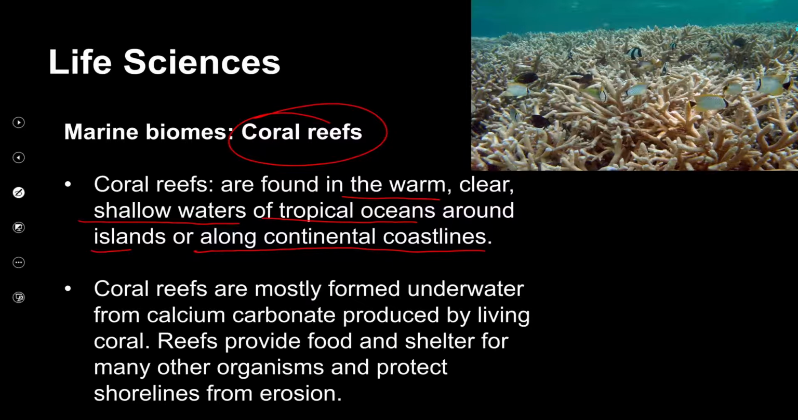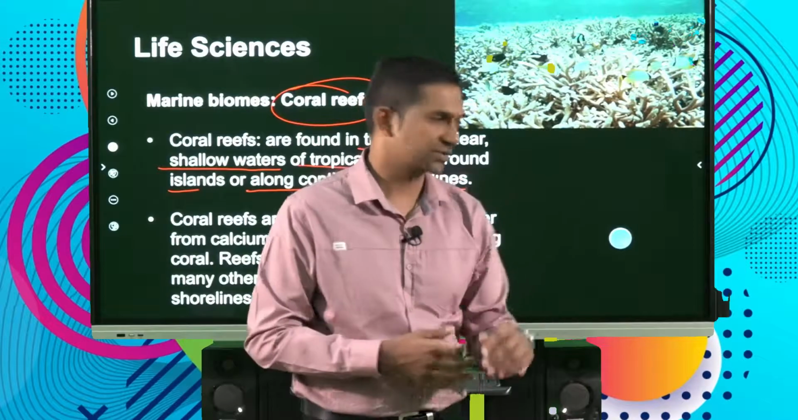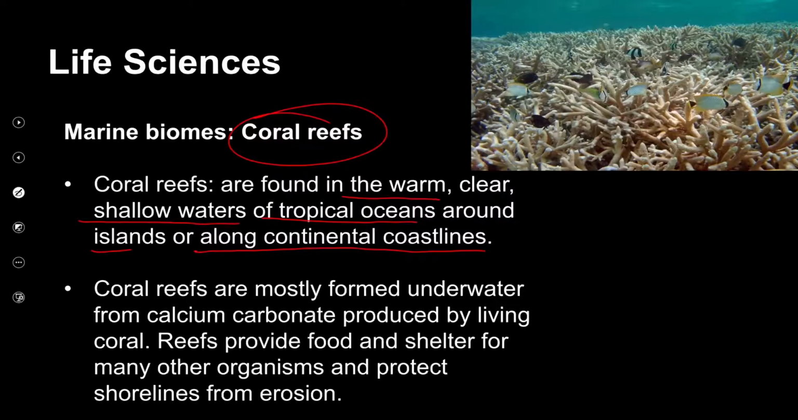And these typically are where the water is much warmer, because of the influence of the warm Benguela current along the east coast. You'll find that coral reefs are mostly formed underwater from the calcium carbonate produced by living coral. Coral reefs provide food and shelter for many other organisms and protect the shoreline from erosion.